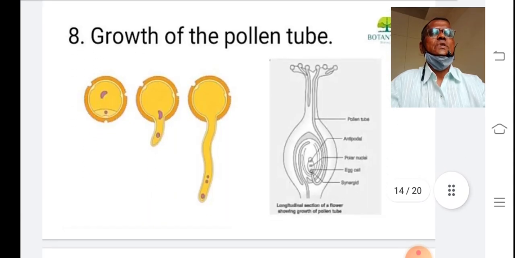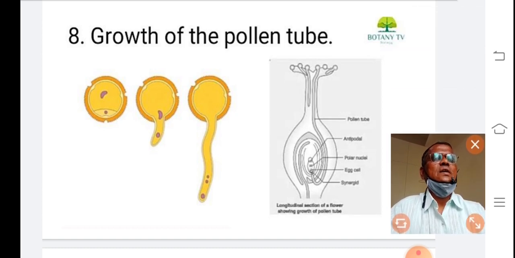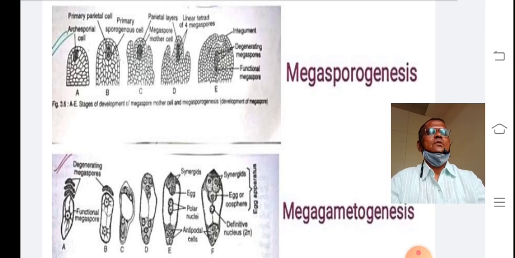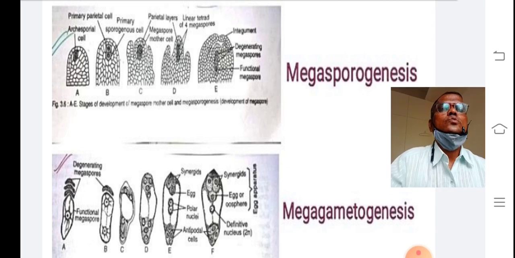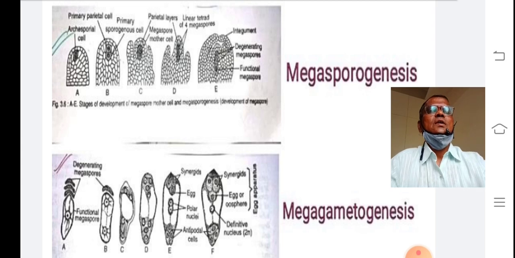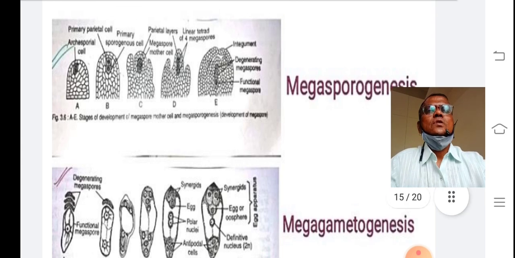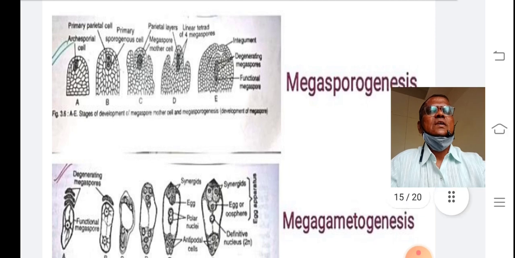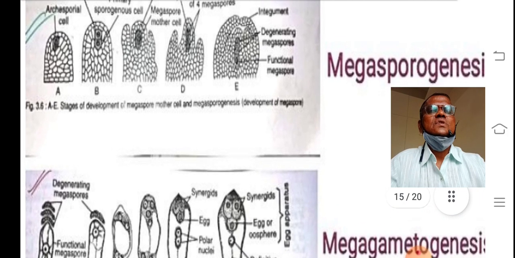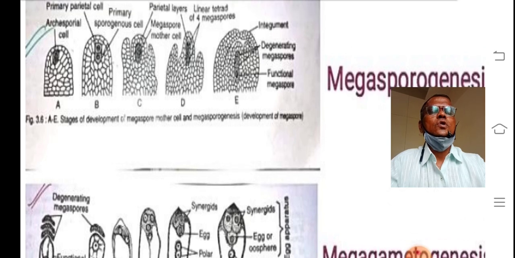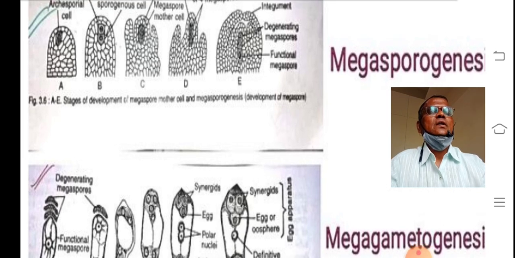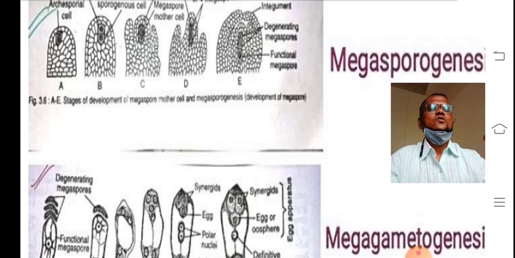Then there is the growth of the pollen tube. We have already discussed this, but I selected it because of the diagram. Next, microsporogenesis, which we have seen. In megasporogenesis, the formation of the megaspore is commonly seen in the ovule. Here you are observing the steps in the development of the megaspore. So how does the megaspore develop? Megasporogenesis and megagametogenesis, and how it develops into gametes.